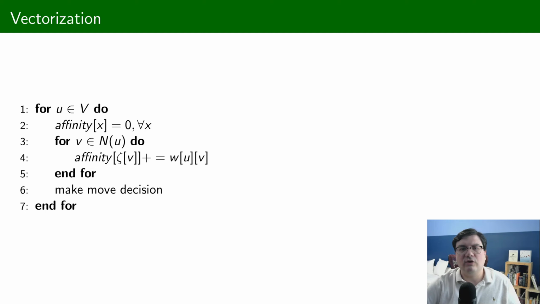The core of the calculation is the affinity calculation. It is two nested loops going over the vertices u and its neighbors v to update the affinity of the community of v. The core problem in vectorizing this algorithm is to avoid concurrent accesses to affinity. We present two ways of vectorizing this algorithm. OVPL vectorizes the outer loop, while ONPL vectorizes the inner loop.